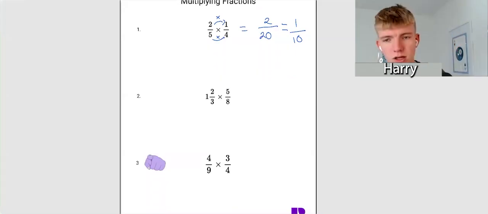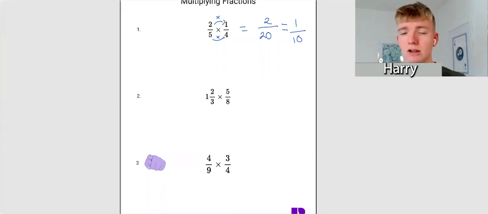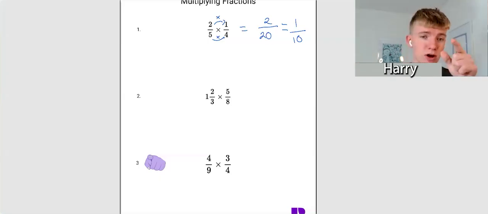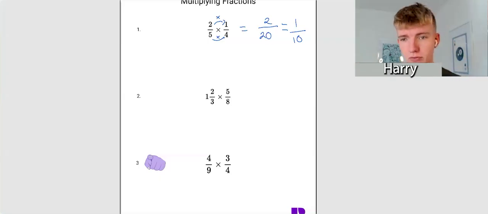Our second question is a little bit trickier. As you can see, we've got a number 1 in front of that first fraction. This is what we call a mixed number. So we've essentially got 1 and 2/3. In order to multiply these, we're going to have to convert that mixed number into an improper fraction.